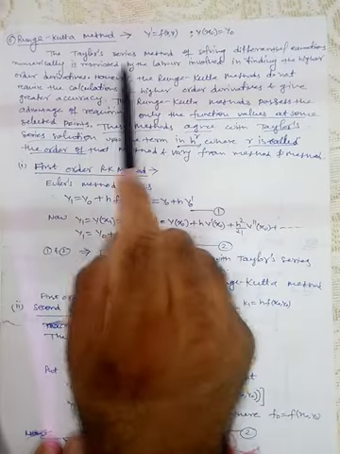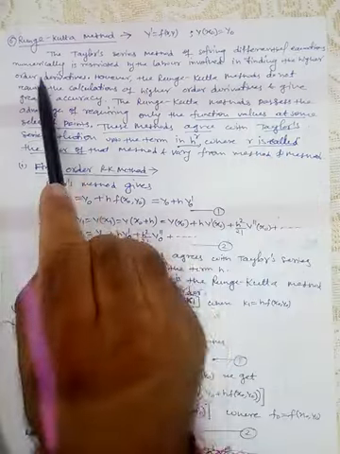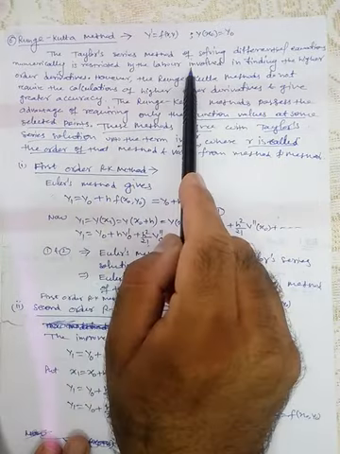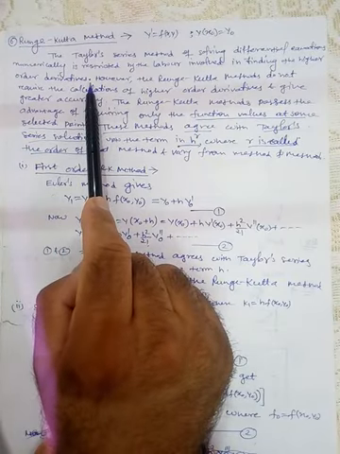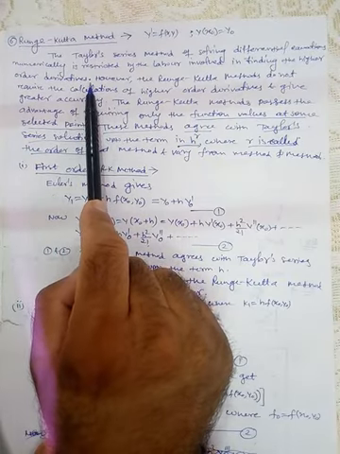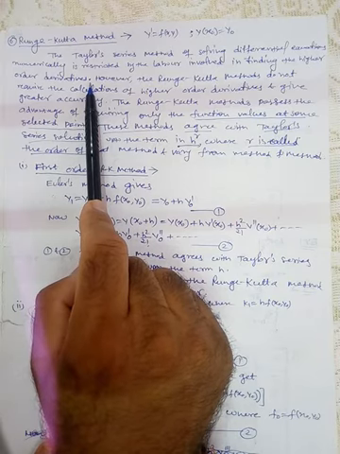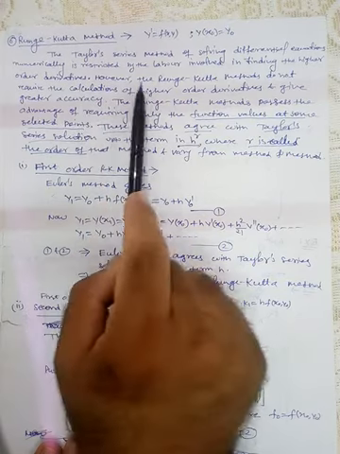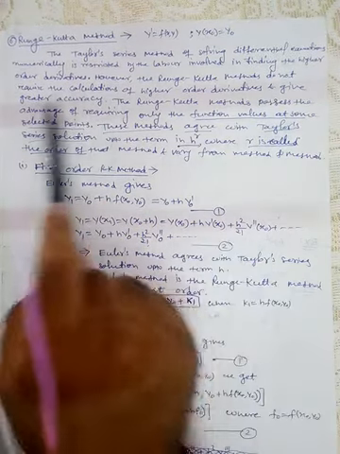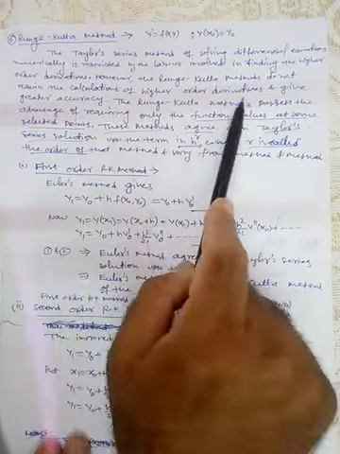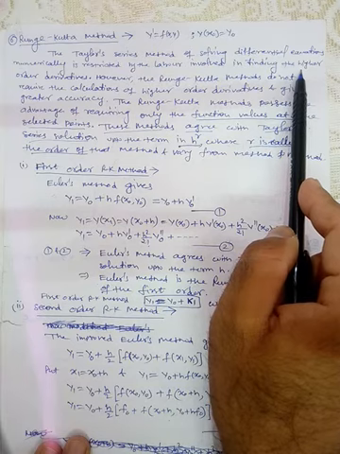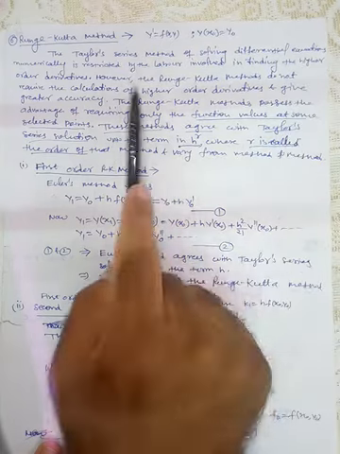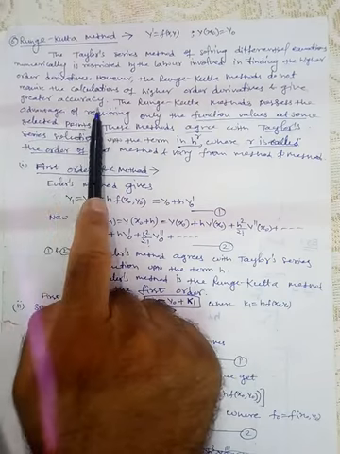The Taylor series method of solving differential equations numerically is restricted by the labor involved in finding the higher order derivatives, because in the Taylor series method we generally need higher order derivatives, which needs a very large number of calculations. However, in the Runge-Kutta method we do not calculate the higher order derivatives. In the Taylor series method we need the first derivative, second derivative, third derivative, but in the Runge-Kutta method there is no need to find the derivatives.